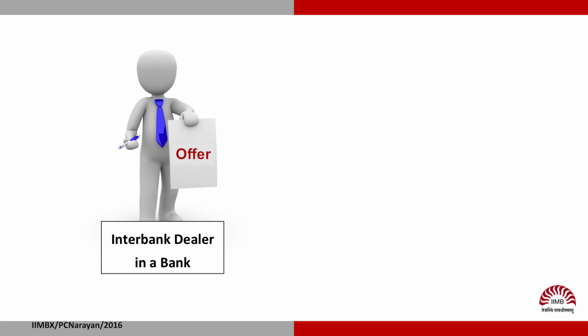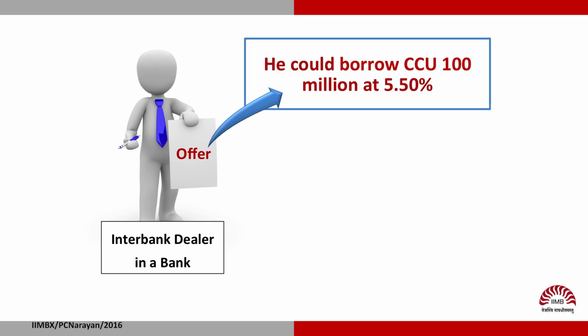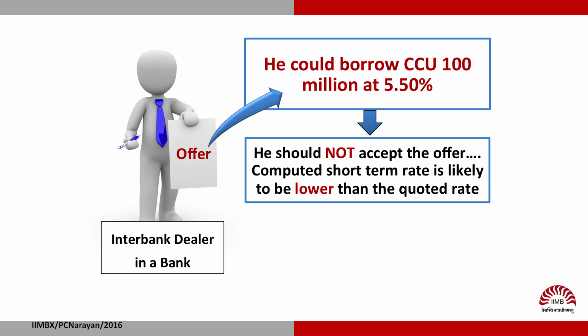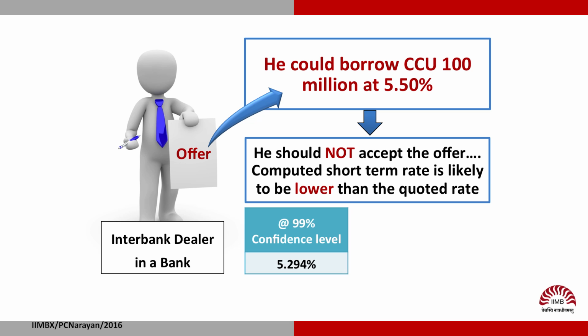Now let's see how this data can be put to use. Let's say the interbank dealer in a bank receives an offer whereby he could borrow 100 million currency units at 5.5%. Based on the above computations, he should not accept the offer because the computed short-term rate is likely to be lower than the quoted rate, i.e. 5.294% at 99% confidence level vis-a-vis 5.50% that he is being offered.